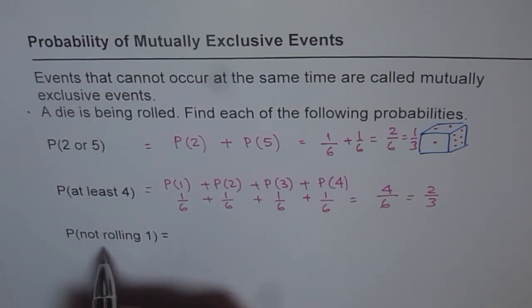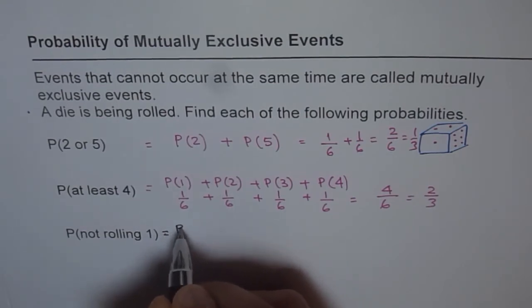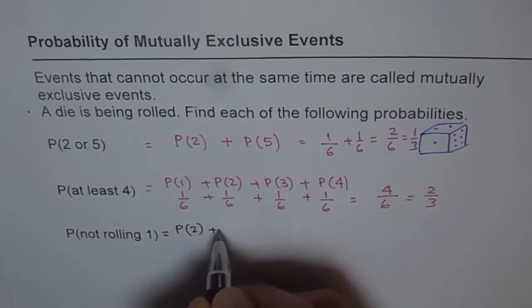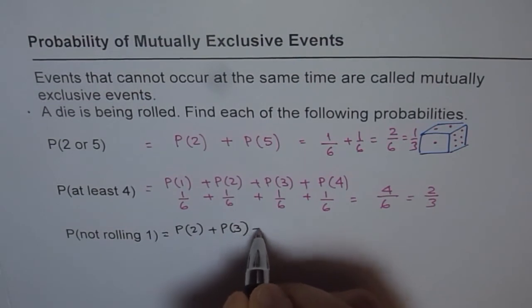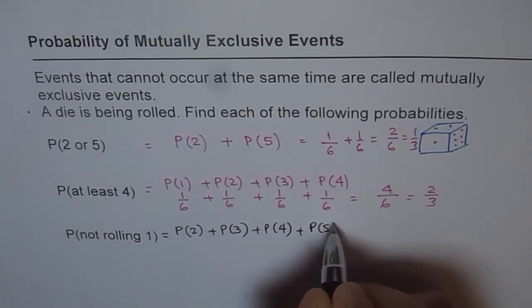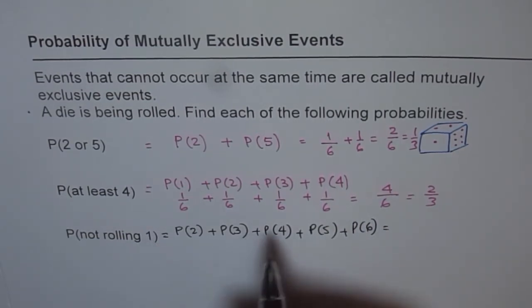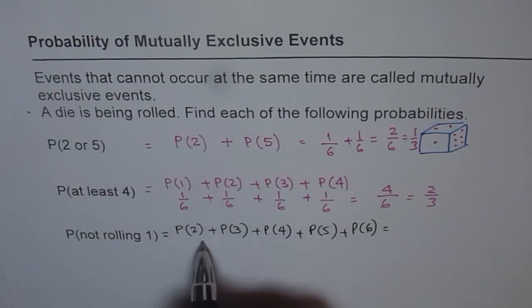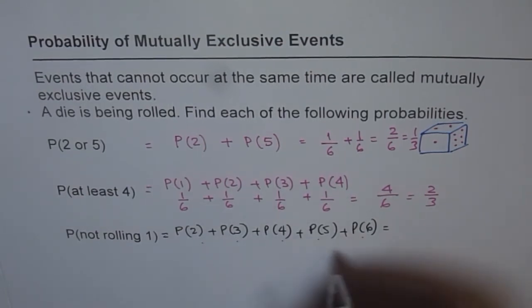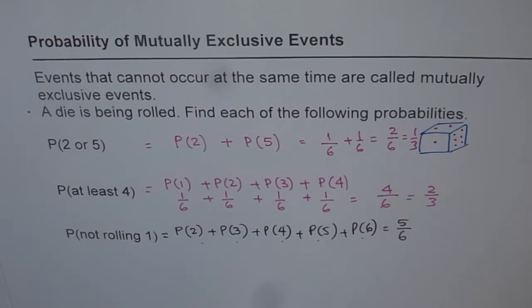So the probability of not rolling 1 means rolling other numbers. What are the other numbers? Probability of rolling 2, probability of rolling 3, probability of rolling 4, or probability of rolling 5, or probability of rolling 6. Now rolling each number is 1 over 6. 1, 2, 3, 4, 5. So it is 5 over 6, right? So you can do your math and get the answer.